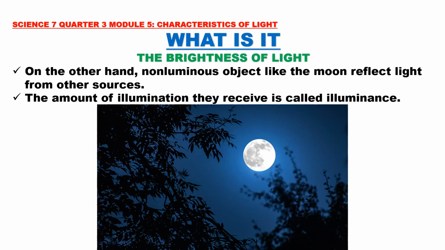On the other hand, non-luminous objects like the moon reflect light from other sources. The amount of illumination they receive is called illuminance. So the moon doesn't have its own light. They only reflect light from other sources such as the sun. So the amount of illumination that they receive from the sun is called illuminance.